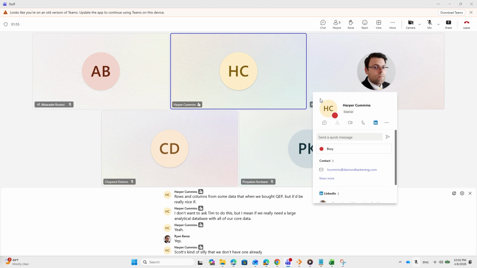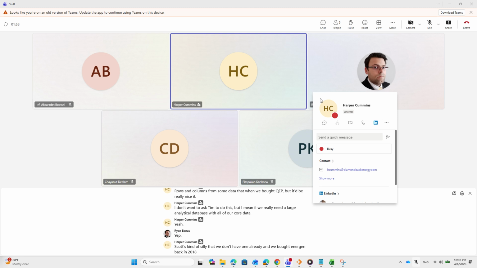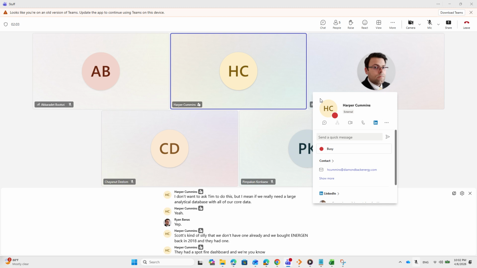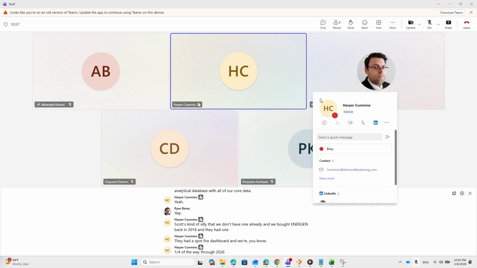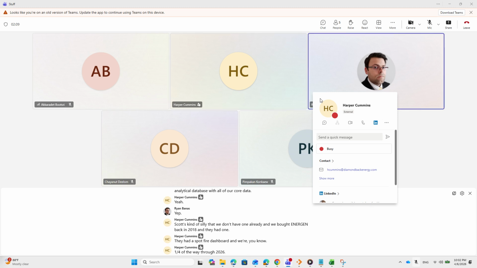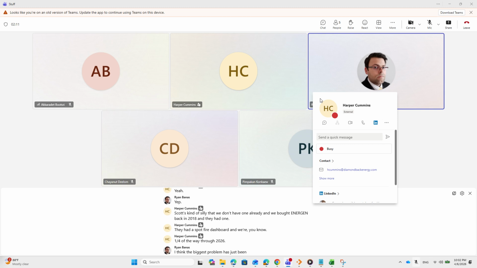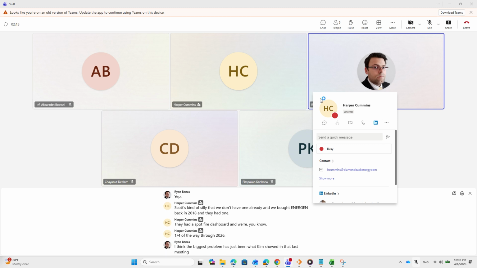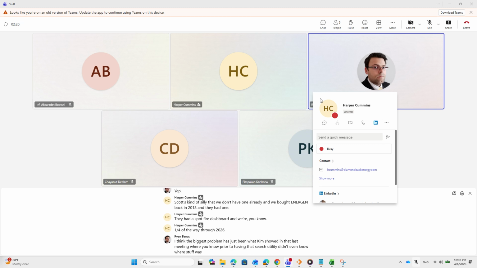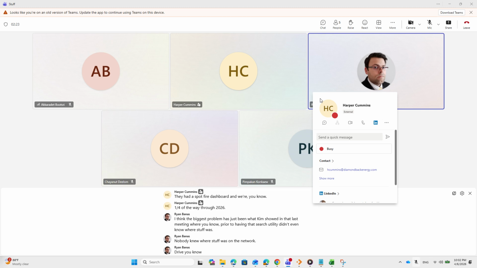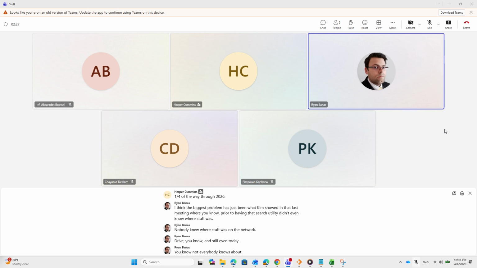It's kind of silly that we don't have one already. We bought Energen back in 2018, and they had one. They had a Spotfire dashboard, and we're well, a quarter of the way through 2026. I think the biggest problem has just been what Tim showed in that last meeting, where prior to having that search utility, they didn't even know where stuff was. Nobody knew where stuff was on a network drive. And still even today, not everybody knows about this QEP thing.